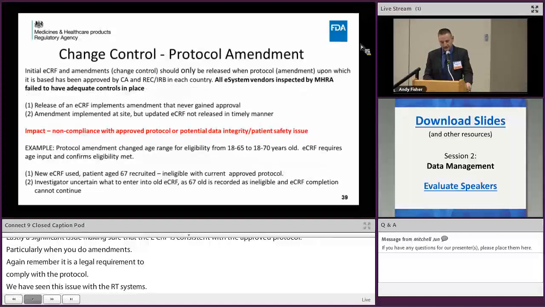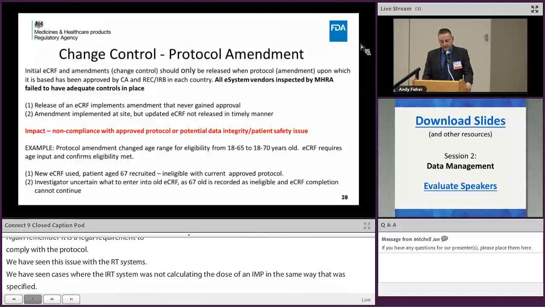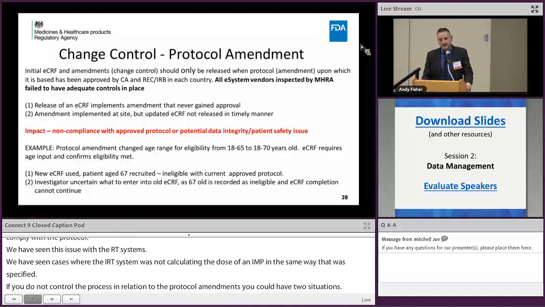So if you don't control the process in relation to the protocol amendments, you can have two situations. One, that you release your eCRF before your protocol's approved. Or secondly, you tell a site to implement the new protocol amendment, but the eCRF is still based on the old one, and so there's a problem with following it.